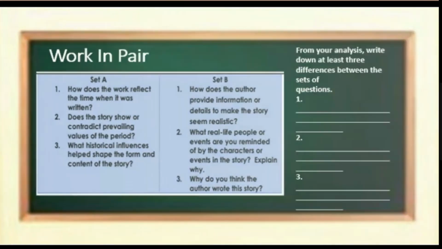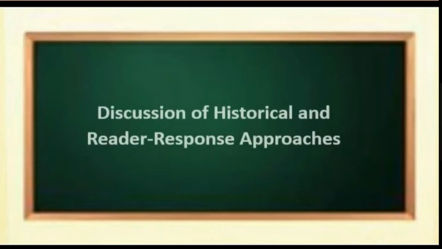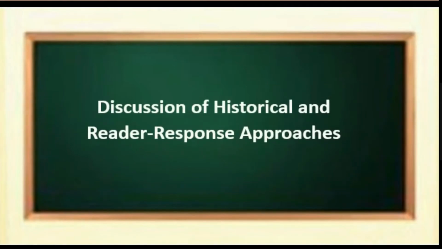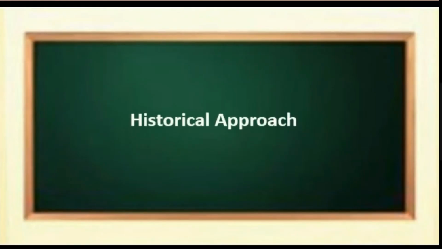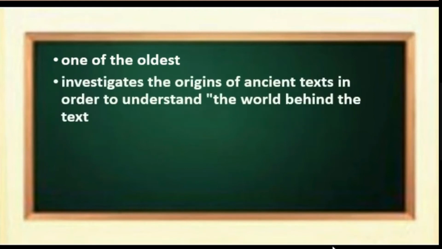Now moving on, let us discuss the difference between historical and reader response approaches. So let's begin with the historical approach. Among the various approaches to understanding literary works like formalist, psychological, gender or feminist, and other approaches, the historical approach is one of the oldest. It is a branch of criticism that investigates the origins of ancient texts in order to understand the world behind the text.